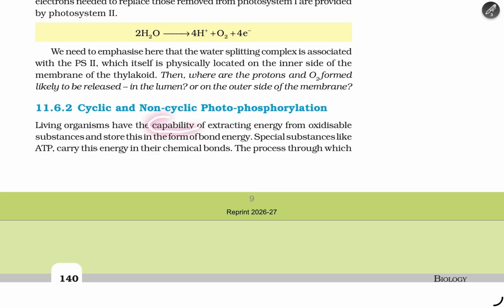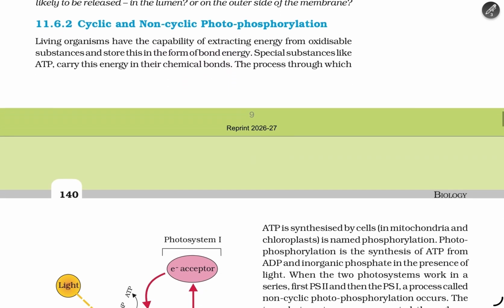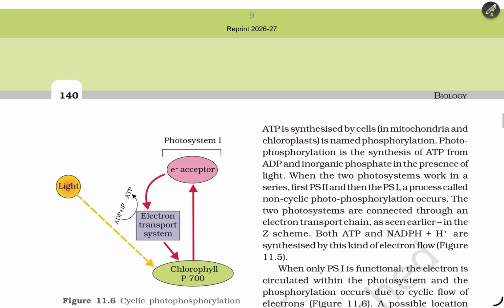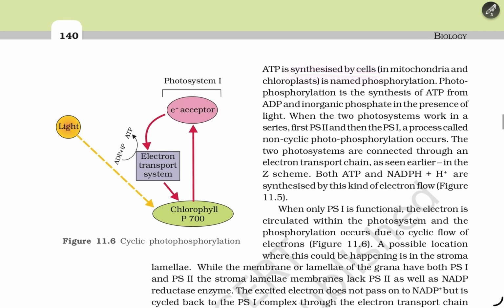Cyclic and non-cyclic photophosphorylations. Living organisms have the capability of extracting energy from oxidizable substances stored in the form of bond energy. Special substances like ATP carry this energy in their chemical bonds. The process through which ATP is synthesized by cells in the mitochondria and the chloroplast is named photophosphorylation. Photophosphorylation is the synthesis of ATP from ADP and inorganic phosphate in the presence of light.